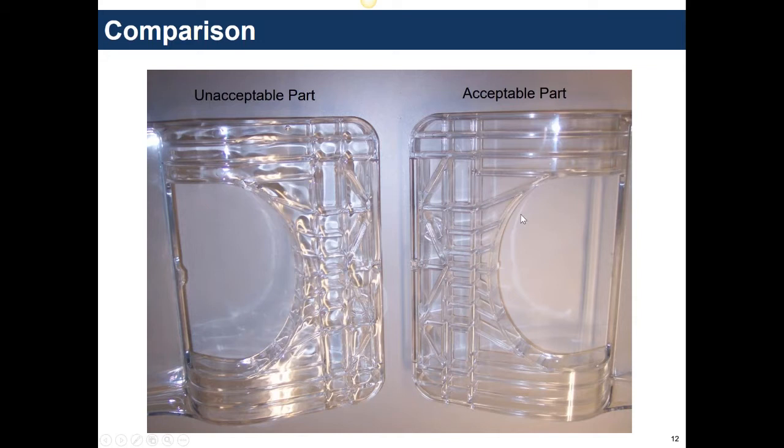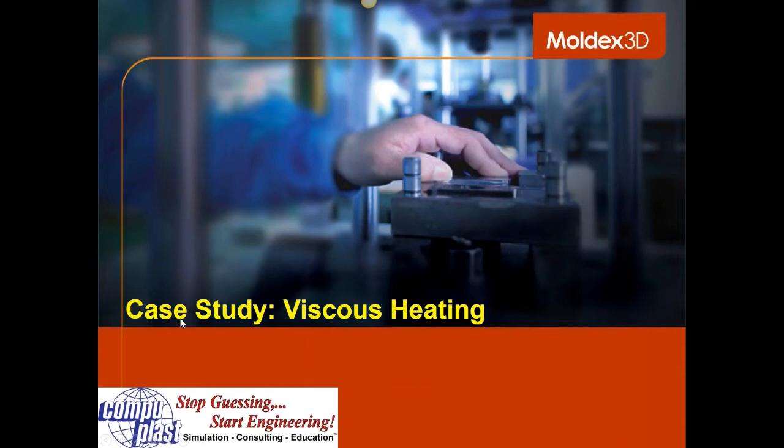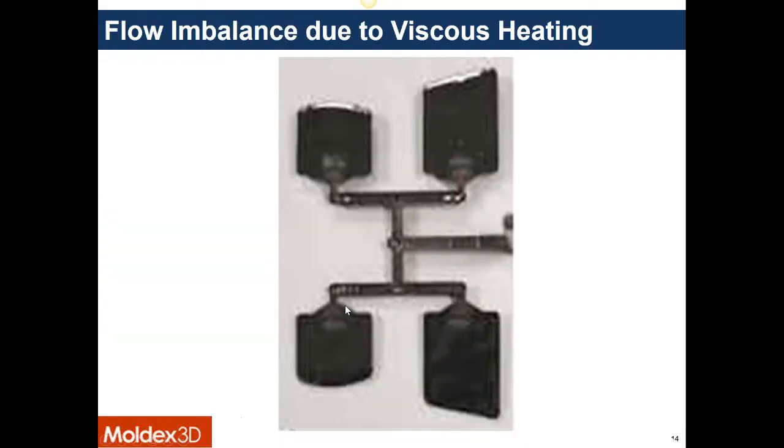So here you saw how 3D simulation helped us understand the problem, but also helped us get to the solution a lot quicker. Because again, someone may have suggested, let's change the cooling channel design. Someone may have suggested, let's optimize the processing conditions or increase the gate geometry. But once we ran the analysis, we understood where the problem came from and it helped us get to the solution a lot quicker. The next case study has to do with viscous heating.